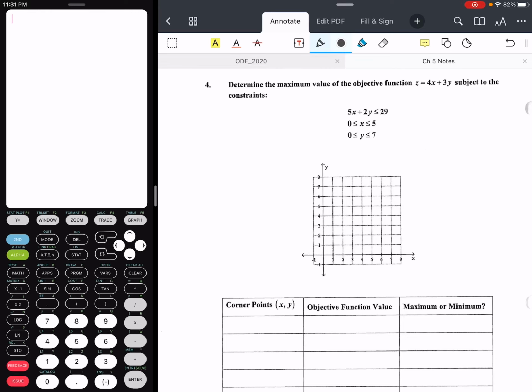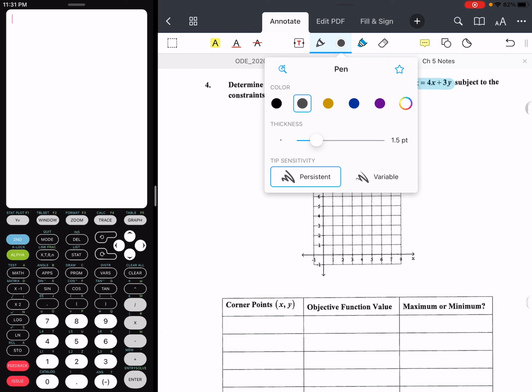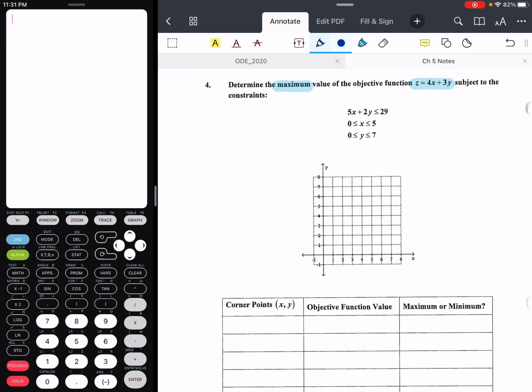In number 4, I again want to determine the maximum value of the objective function z equals 4x plus 3y. And then I've got a series of constraints. All right, so first we have 5x plus 2y is less than or equal to 29. So this will be a little tricky to graph, but nothing we can't handle.